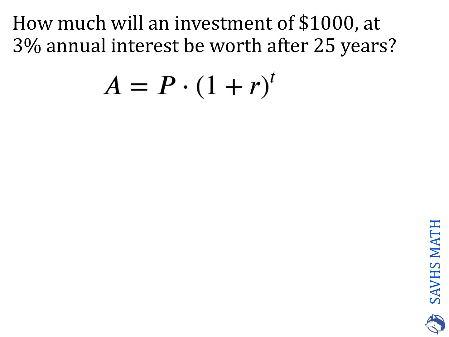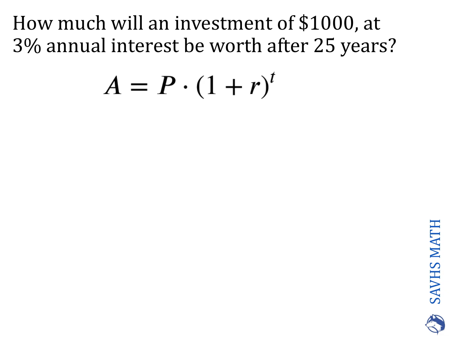Let's use this annual compounding interest formula one time. Like I said, this is a little bit less common than the quarterly or monthly or daily compounding, but it is important that we see at least one example, because it is a possibility that you might see this at some point in your life. This says, how much will an investment of $1,000 at 3% annual interest be worth after 25 years?